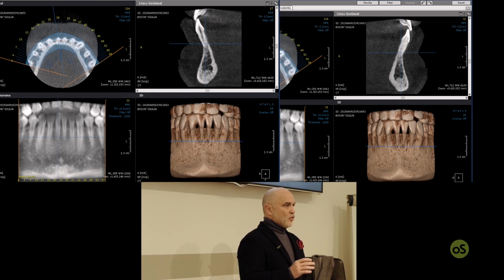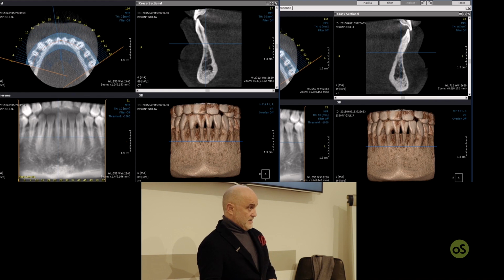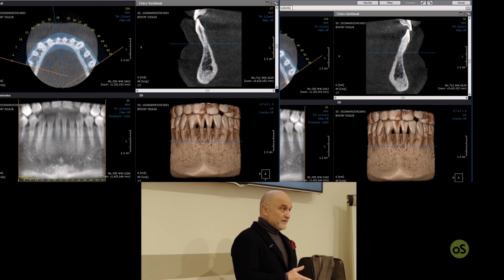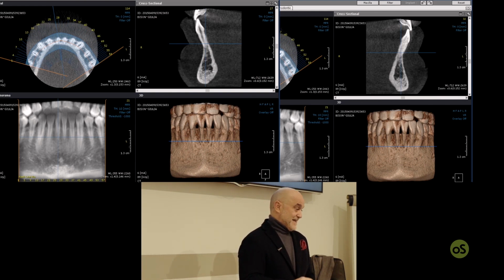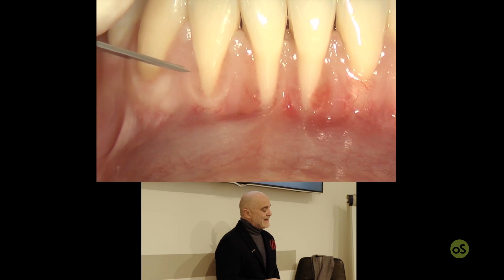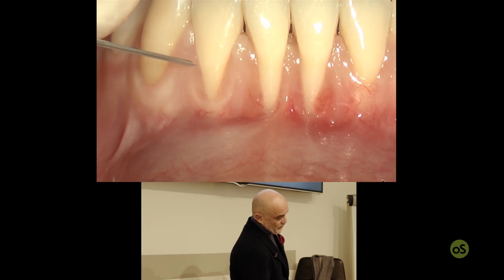We have to check with the cone beam that there is some bone lingually. Because if orthodontically we risk moving the dehiscence from the buccal to the lingual aspect, we don't have to make any orthodontic treatment before. Because to treat a lingual dehiscence is much more complex, very, very difficult, than to treat a buccal dehiscence.